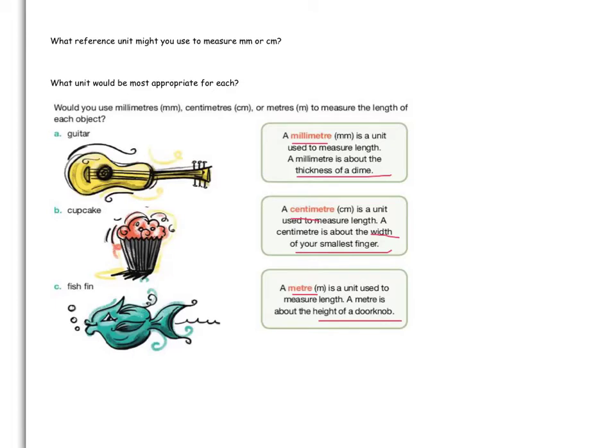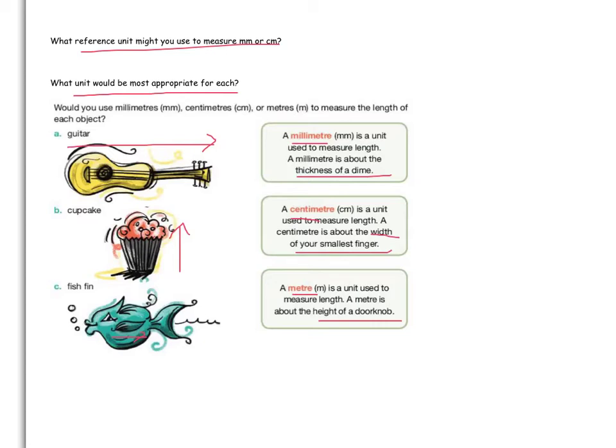So knowing that, which unit would be most appropriate for each and which reference unit would be most appropriate for each. So if we were looking at the length of a guitar, a regular guitar, what do you think you would use? If we were looking at the height of a cupcake, an actual cupcake, not a mini one, a real one, what would we use? If you were looking at the length of the fin of a fish, and assume this is one of those tropical fishes that you would find in your tank at home, it's not a big fish out in a lake. So think about those, press pause and determine which reference unit you would use and which unit you would use for each.